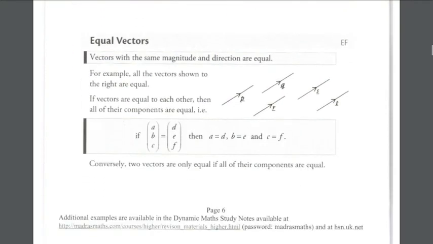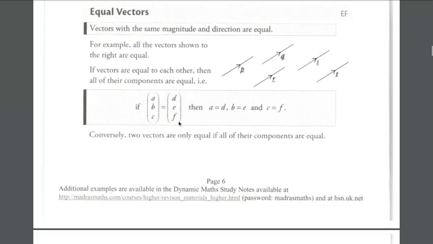So let's have a little look at the rest of the National 5 recap. If we have vectors a, b, c, d, e, and f, where a equals d, b equals e, and c equals f, then those vectors are equal. So basically vector 3, 4, 5 is the same as vector 3, 4, 5. So 3 to the right, 4 in the y direction, and 5 up.